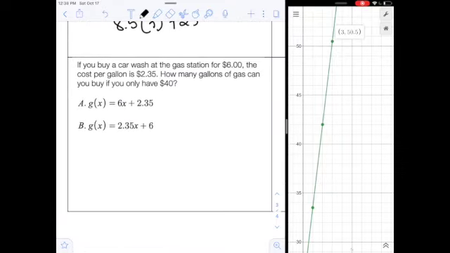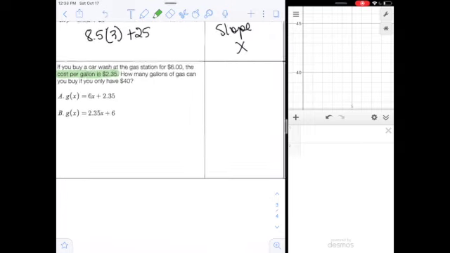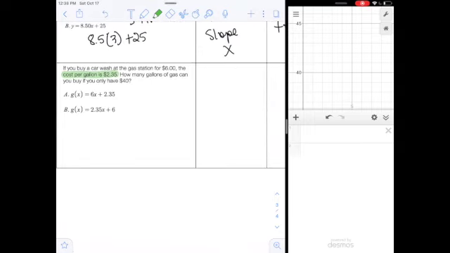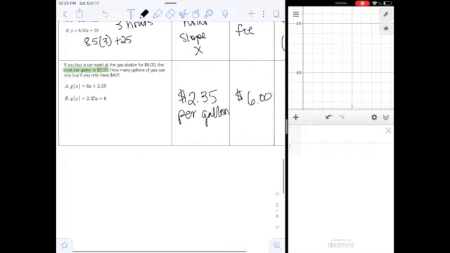All right, last one. Here we go. If you buy a car wash at the gas station for $6, the cost per gallon is $2.35. How many gallons of gas can you buy if you only have $40? Okay, well, let's think about this. It says cost per gallon is $2.35, so that's going to be your rate. So $2.35 per gallon. And then it says $6 for your car wash. So guys, the cost of your car wash is not changing. That's why it's the constant.